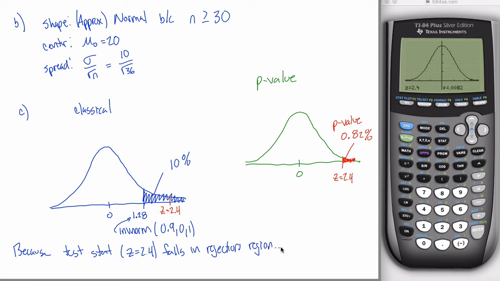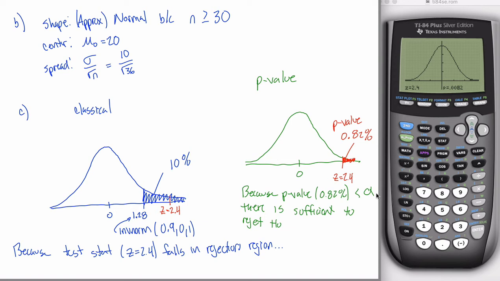Maybe I'll write... I'll pick up on that in a minute. For my p-value method, I'm going to say because the p-value, which was that really small number, 0.82%, is less than alpha, because alpha was 10%. And then I'll finish the whole conclusion. There is sufficient evidence to reject the null hypothesis.